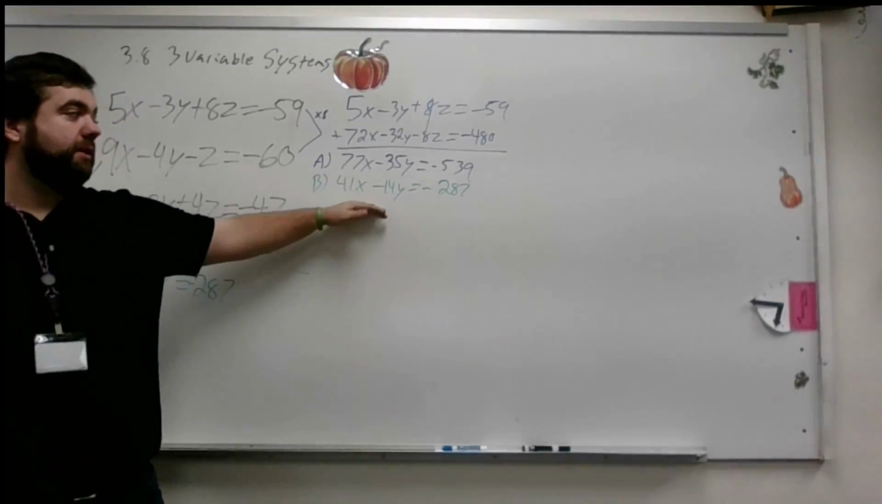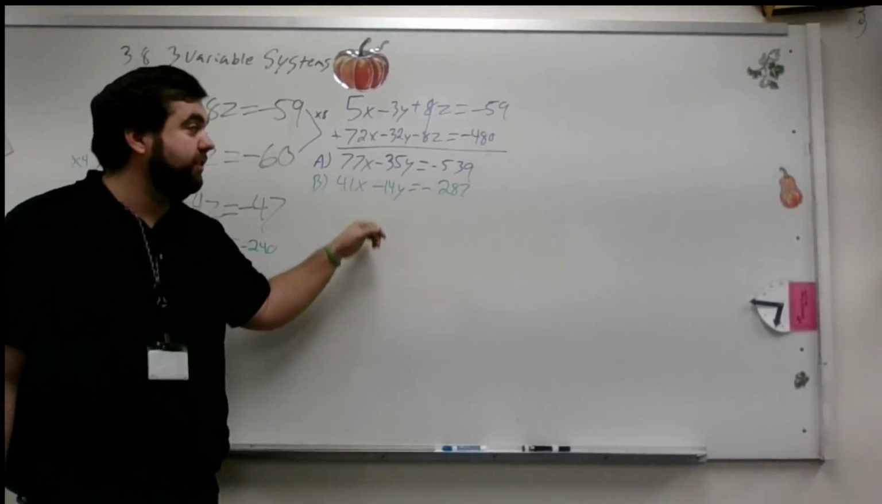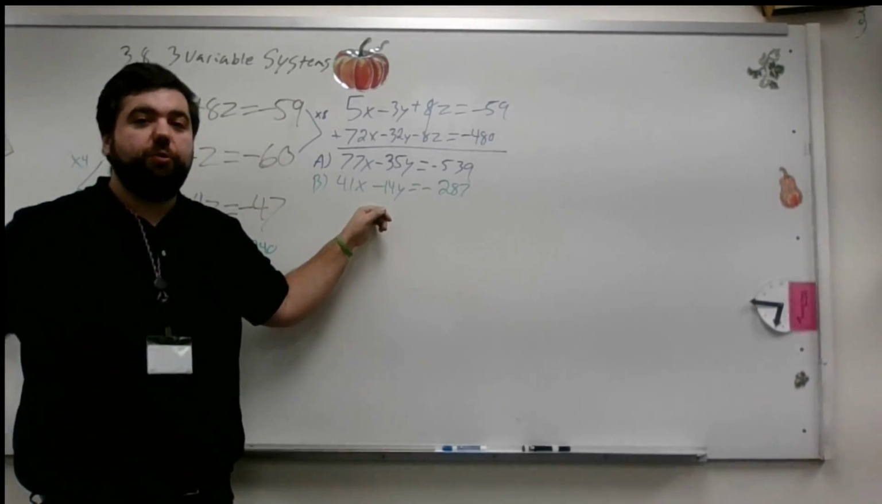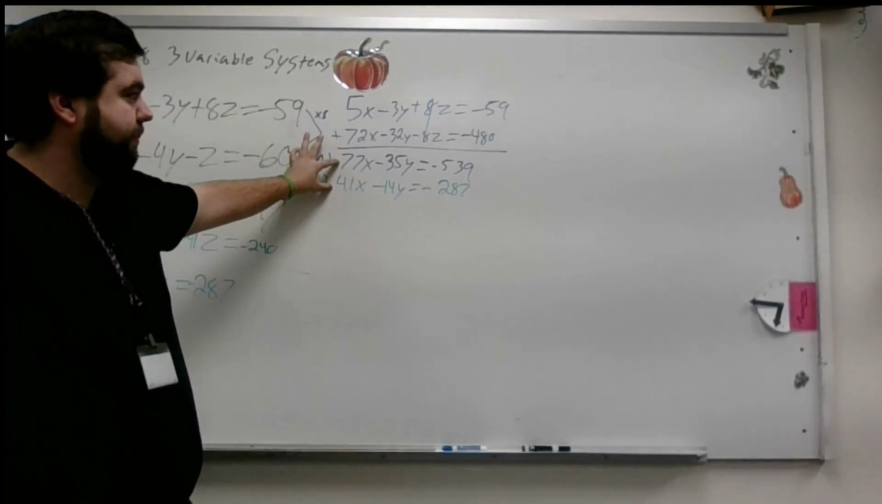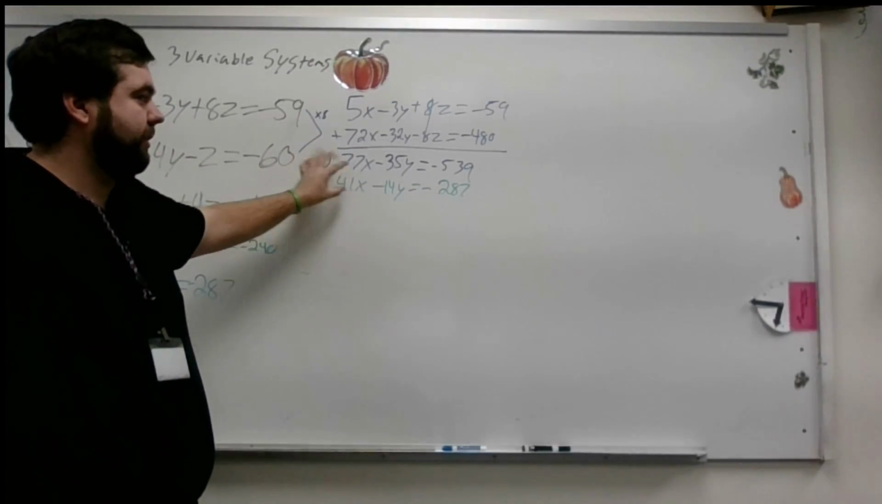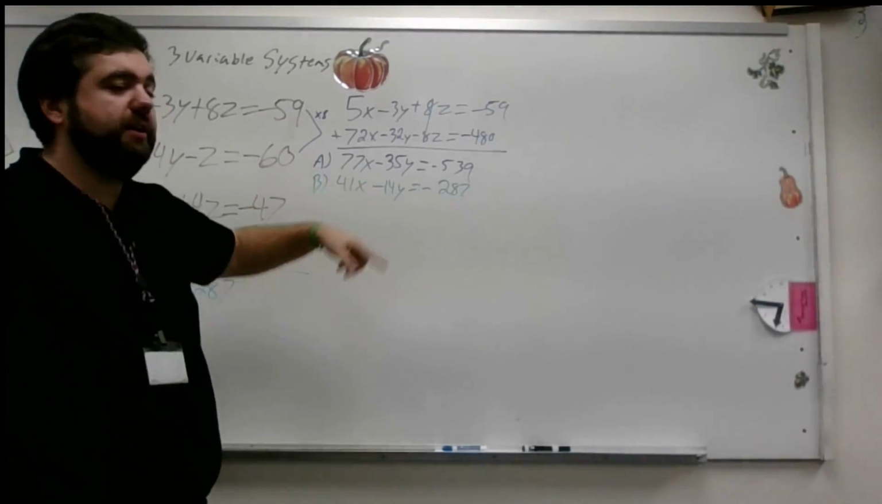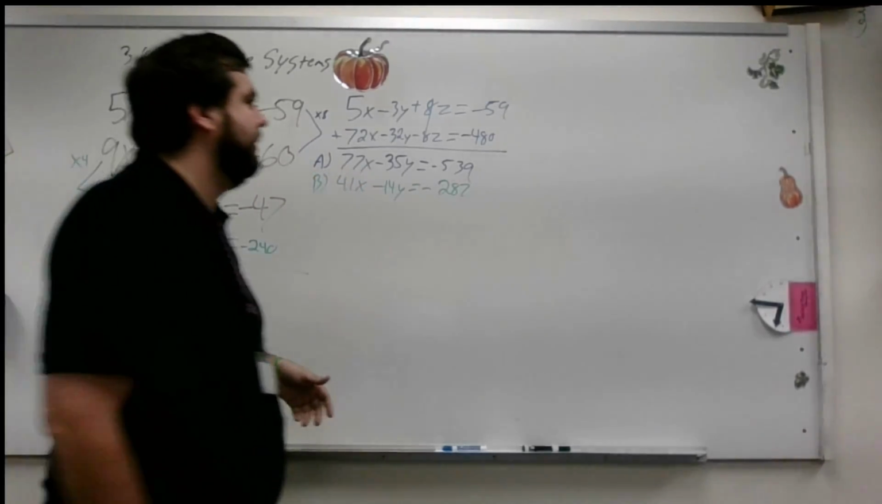All right, so hopefully we're able to find x and y. Like I said, I'm going to use elimination, and I'm going to eliminate y. So what I need to do is find the least common multiple. I decided y was going to be easier, and I'll show you why. What's the least common multiple of 35 and 14? Well, it's 70. How do I know that?